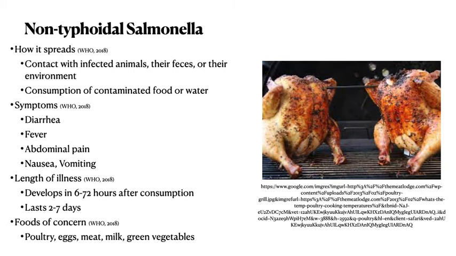The final of the big six pathogens is non-typhoidal salmonella. This spreads through contact with infected animals, their feces, or their environment, and it also can spread through consumption of contaminated food or water. The symptoms of non-typhoidal salmonella are diarrhea, fever, abdominal pain, nausea, and vomiting. This disease develops about 6 to 72 hours after consumption of the contaminated food or water, and it lasts 2 to 7 days. The main foods to be concerned about with non-typhoidal salmonella are poultry, eggs, meat, milk, and green vegetables.